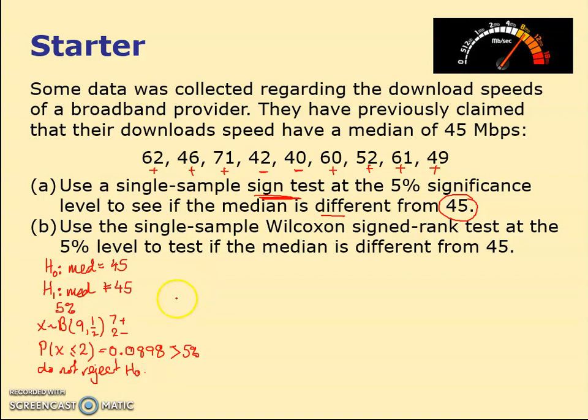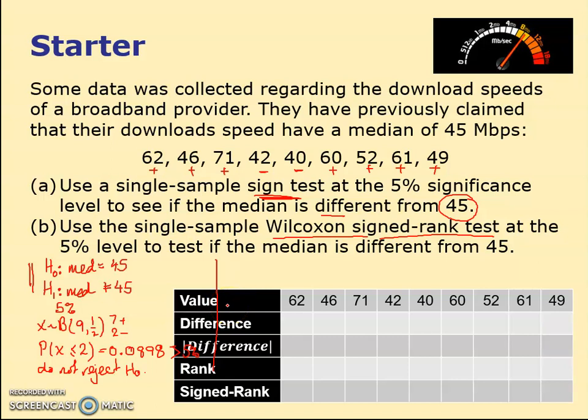Now, the second thing I need to do is, if you look at this, it talks about using the single sample Wilcoxon Signed Rank Test on the same data. So this basically tries to achieve the same thing. I won't write these out again, but we've got the same hypotheses, and we've got a table that we were filling in last time. So my numbers are going to cross, and now I don't just care about whether it's plus or minus, I care about how much above 45.